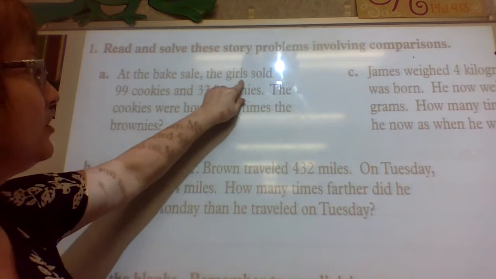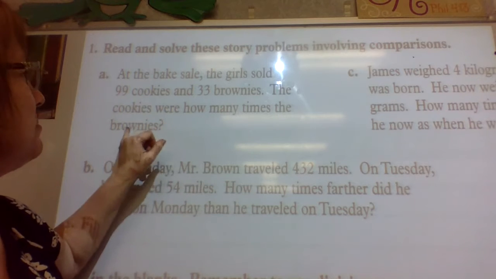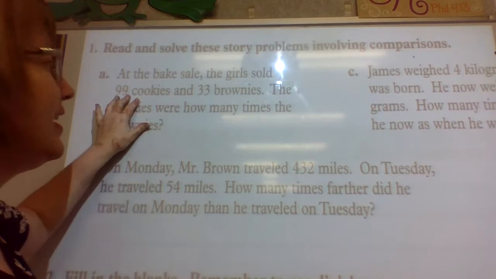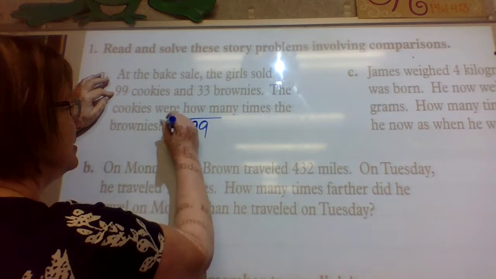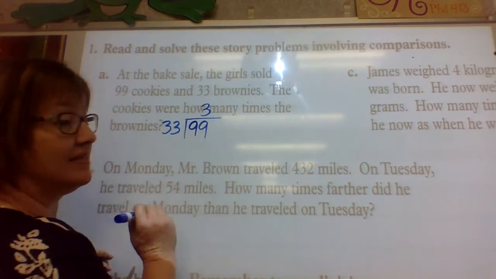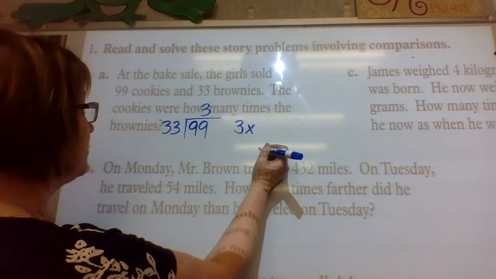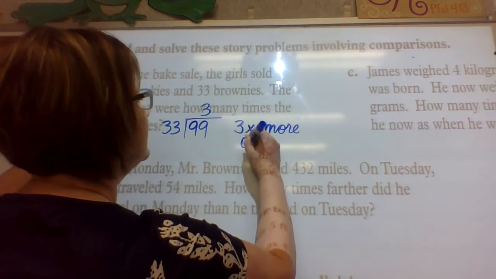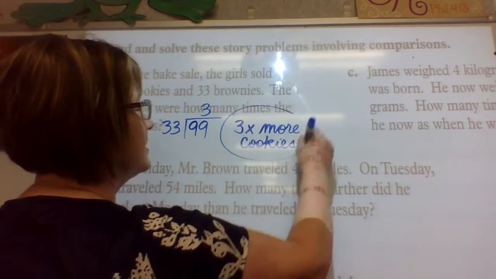It says at the bake sale, the girls sold 99 cookies, 33 brownies. The cookies were how many times the brownies? In other words, how many more times is 33 than 99? Okay, so easy peasy, we divide 99 by 33. And you can probably do that one in your head. 33 times 3 is 99, right? So that means it's 3, you can use an X if you want to, 3 times more cookies. You could write than brownies, but this is good enough.